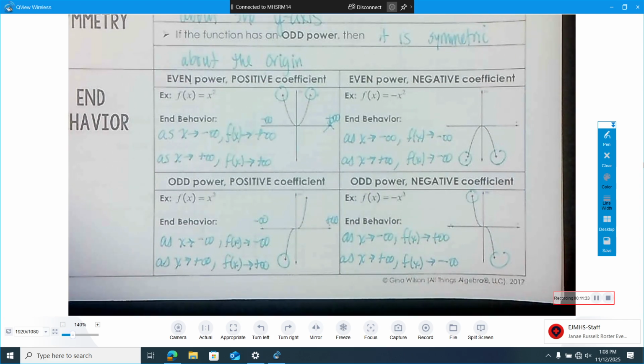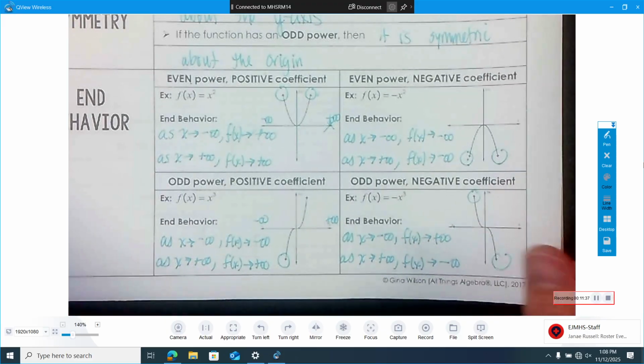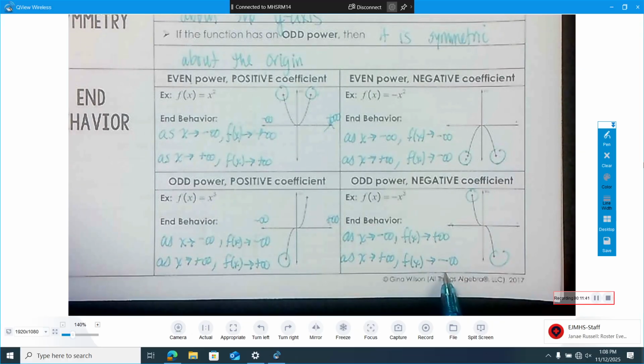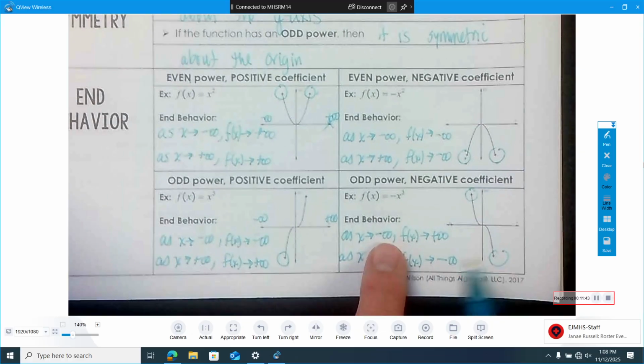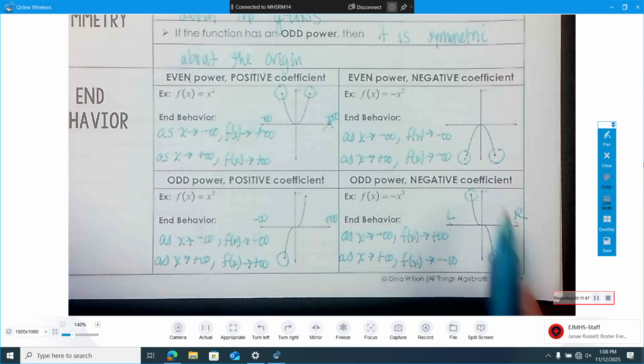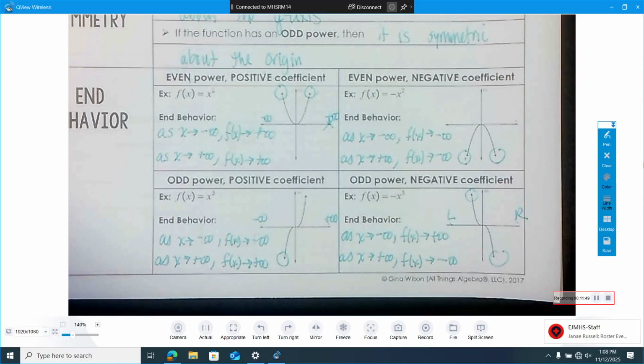All right, end behavior, easy. Symmetry, easy. All right, we good? Positive, negative. Oh yeah, I just flipped them. So always, this is like the left side and then the right side. So left arrow, right arrow.